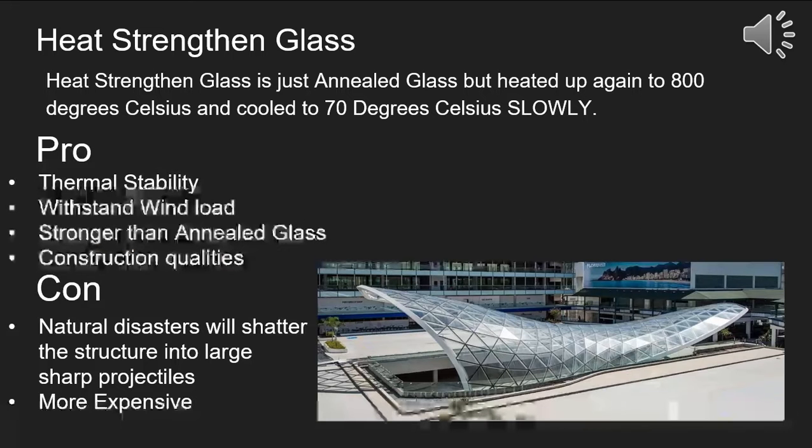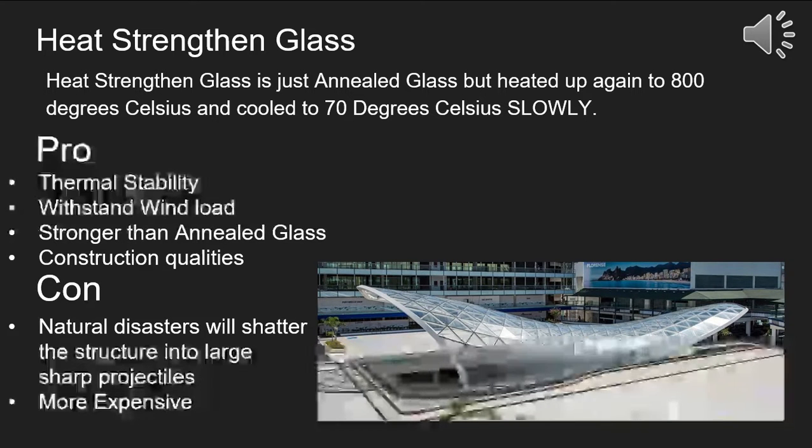The next type of glass I would like to talk about would be heat-strengthened glass. Heat-strengthened glass is just annealed glass, but heated up again to 800 degrees Celsius and cooled to 70 degrees Celsius slowly. Some pros of it, with it being stronger, it's able to have more thermal stability, withstand wind loads, and it's also stronger than annealed glass. And there's actually some construction quality that you see in the picture to the right.